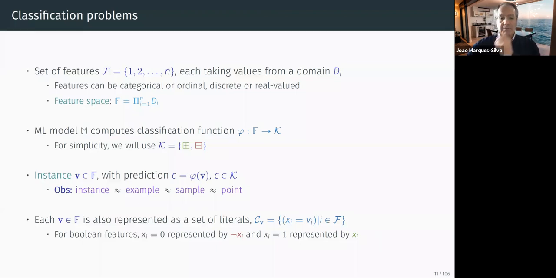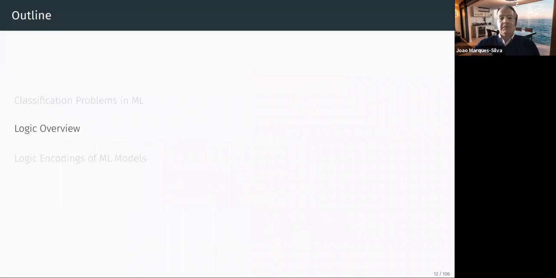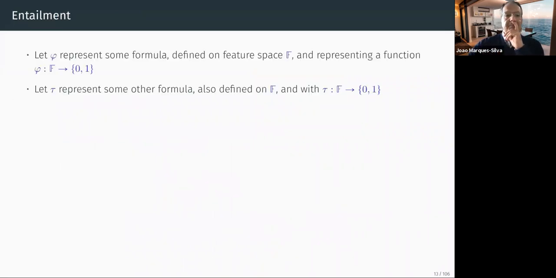Okay, very good. So in terms of logic overview, I'm going to talk a little bit about entailment because again, I don't know the background of the people that are attending the talk. So let's first understand entailment and then we take it from there. So we have some formula phi defined on feature space, and we associate the same name to the function. So the function maps feature space to {0, 1}. This is not a limitation. I will explain how this can be generalized.